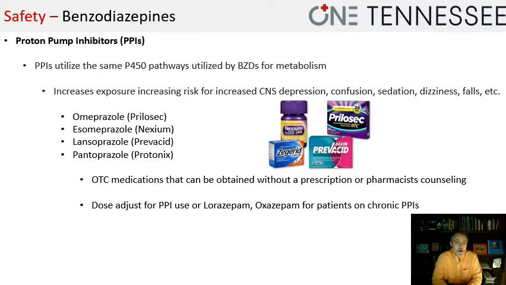You might want to dose adjust for PPI use or use lorazepam or oxazepam for patients on chronic PPIs, because lorazepam and oxazepam aren't metabolized as extensively in the liver as the other benzodiazepines.